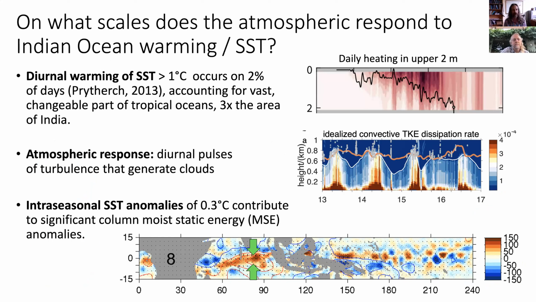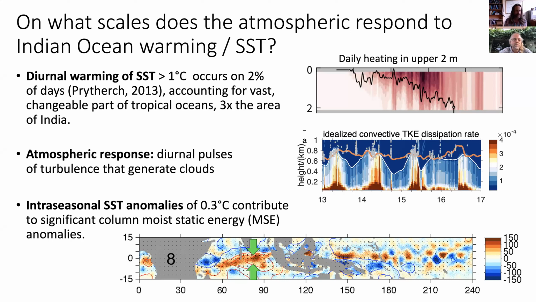And one is the diurnal warming of the sea surface temperature, which is forced by the solar cycle, sometimes greater than 1°C. Maybe estimates vary, but maybe 2% of the time. And if that's true, then it would account for a vast and changeable part of the tropical oceans, about 3 times the area of India.